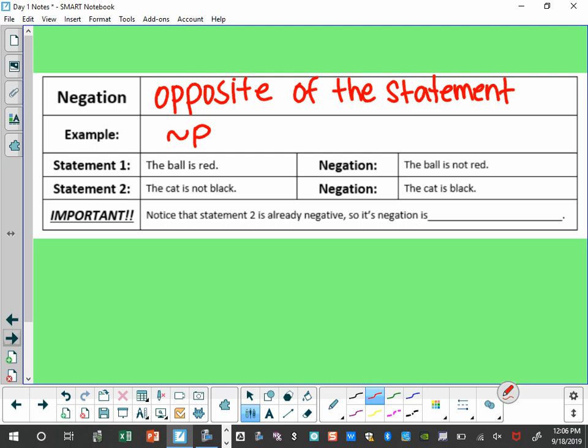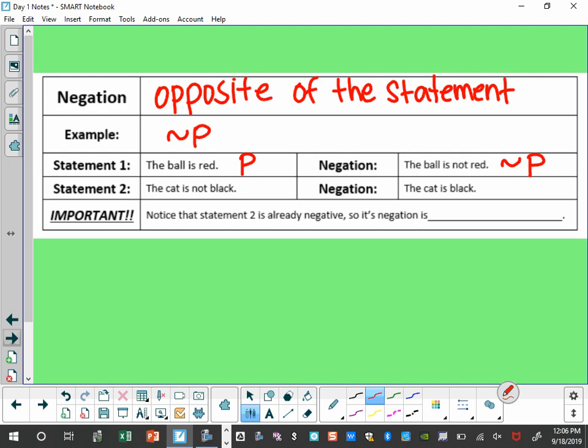All right. So statement one, the ball is red. Let's say this is P. So my negation is the ball is not red. So that would be squiggly line, no, it's still P. We're still talking about the red ball. The only thing that's different was that word not, so it made it opposite.